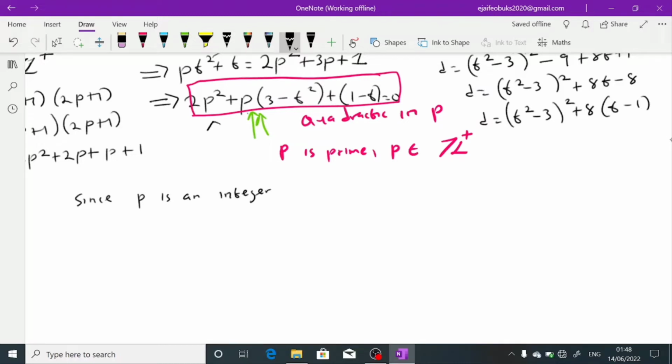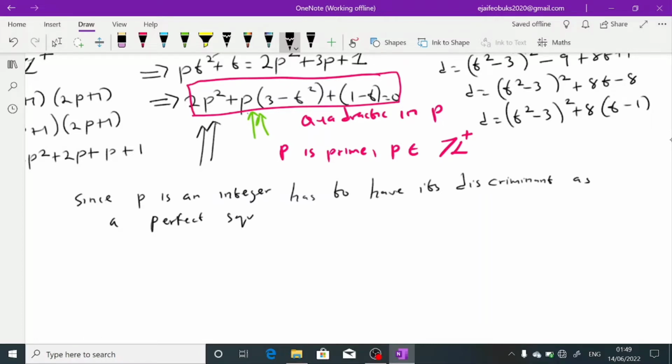this quadratic equation here, the one emboxed in pink, has to have its discriminant as a perfect square. Otherwise, the roots will not be real. You can see this from the quadratic formula.